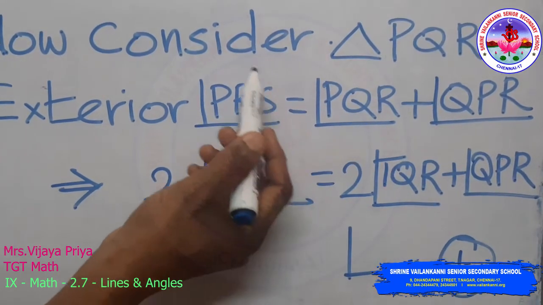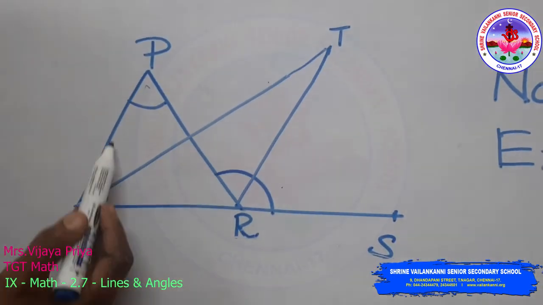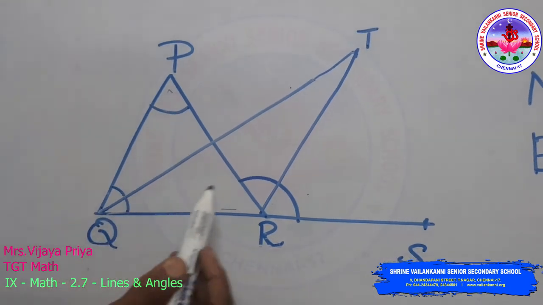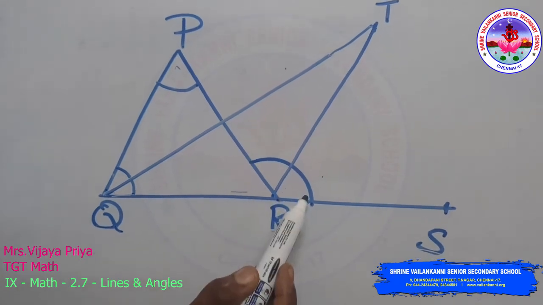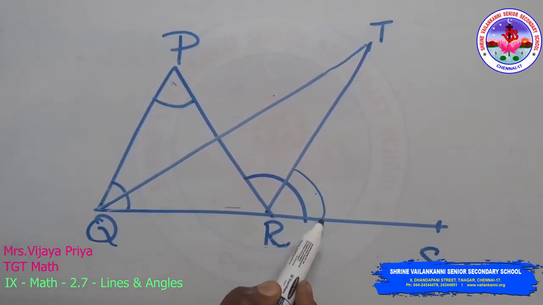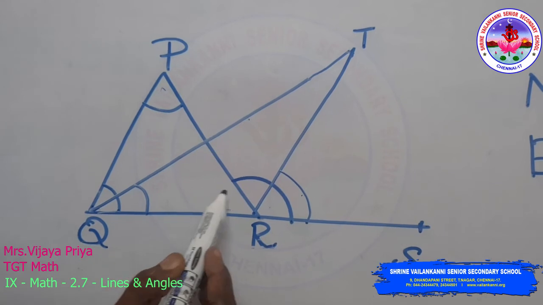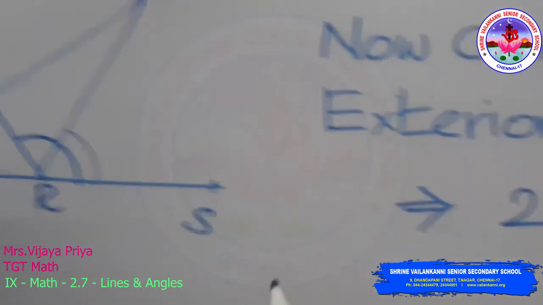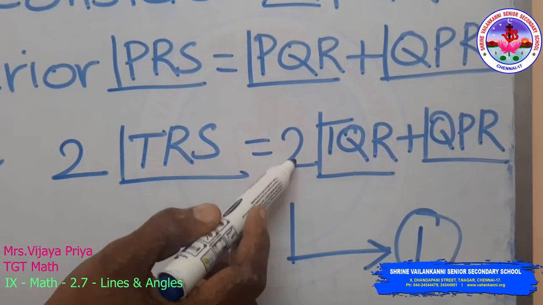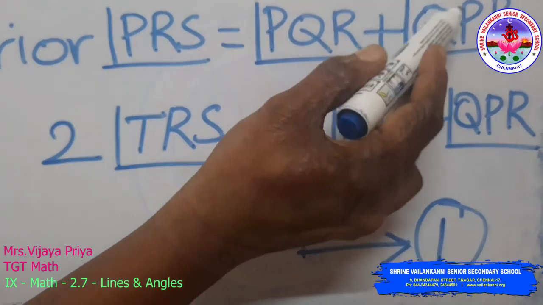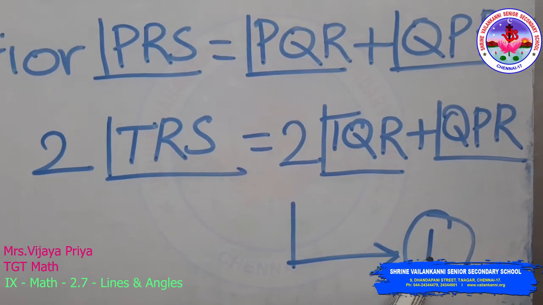So now coming to the figure, we see that my QT line bisects my PQR, as well as my TR line bisects my PRS. I am writing angle PRS is equal to 2 times of angle TRS, and angle PQR as 2 times of angle TQR. So I am writing the same here, plus angle QPR. So calling this as my equation 1.